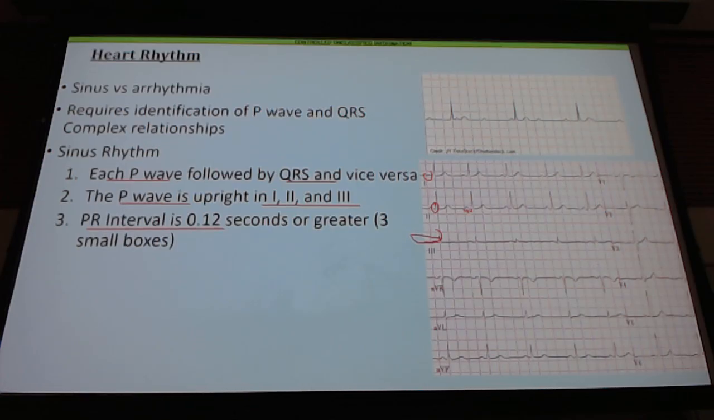But look up here. Here's a P wave after the QRS. Here's a P wave with no QRS. Here's a P wave followed by a QRS. Here's a P wave without a QRS, P wave. But now that PR interval is prolonged. We'll talk about what prolonged is in a few slides. But you can see that it doesn't meet those 3 criteria. So this is not a sinus rhythm.